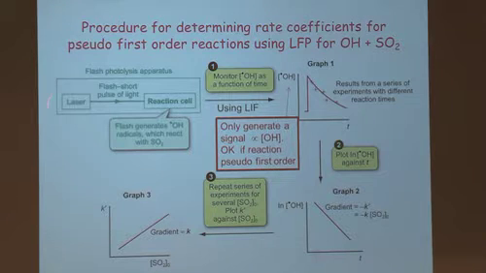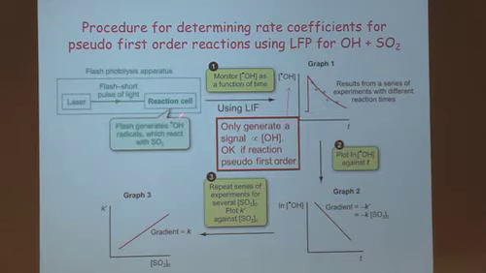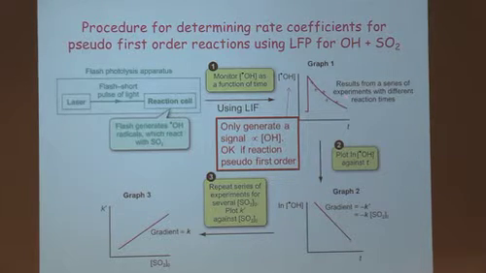So here's a flash photolysis experiment. We have a laser which sends a short pulse of light into the reaction cell. It generates OH, and in this case, those OHs are reacting with SO2. And we monitor the OH as a function of time using laser-induced fluorescence. So we get OH versus time, but the signal is only proportional to OH, but that's OK if the reaction is pseudo-first order.